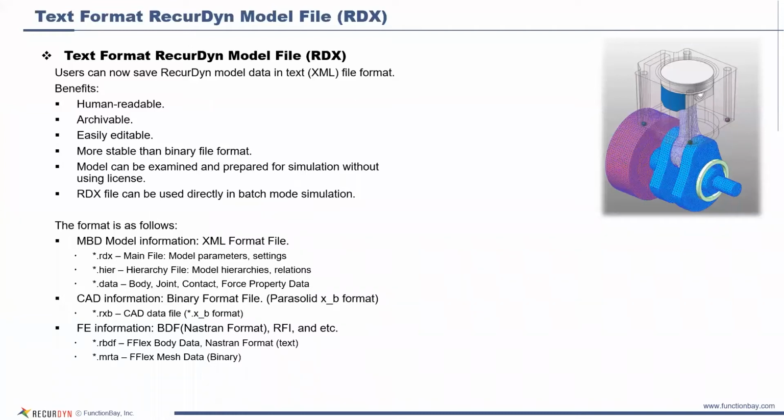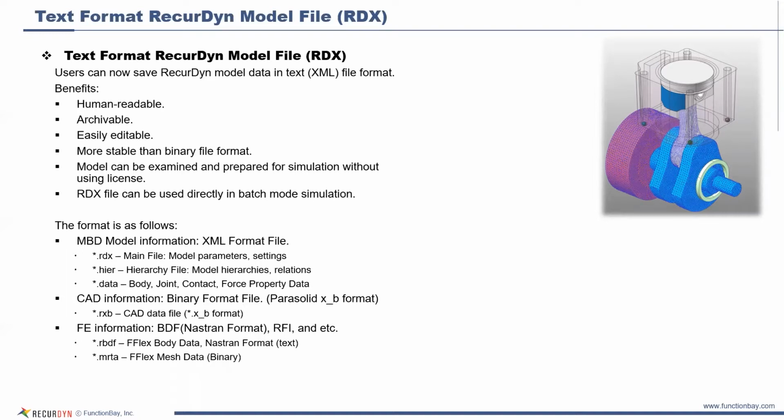So one of the main enhancements in the new version is that RecurDyn models can now be saved in a text format file. And so the benefits of this is that when they're saved into the XML file format, these files are more readable and archivable. They can be easily edited. They're also more stable than the binary file format. And the model can be examined and prepared for simulation without using a license.